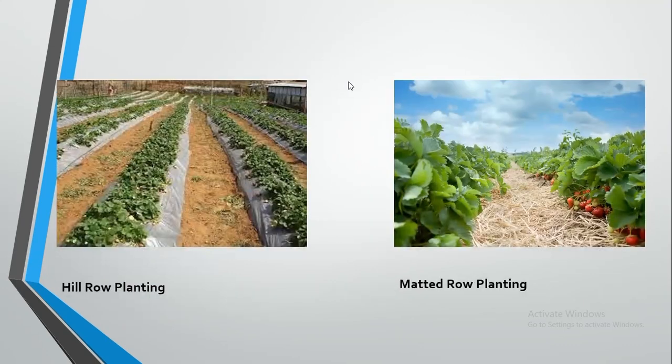So here it is seen in hill row planting, raised beds are made, and the black polythene cover is referred to as mulching. It is the most important operation done in strawberry because it protects the fruit from other damages and it avoids the direct contact of fruit with the soil. In the second system, it is matted row planting. So here the mulching material used is straw.